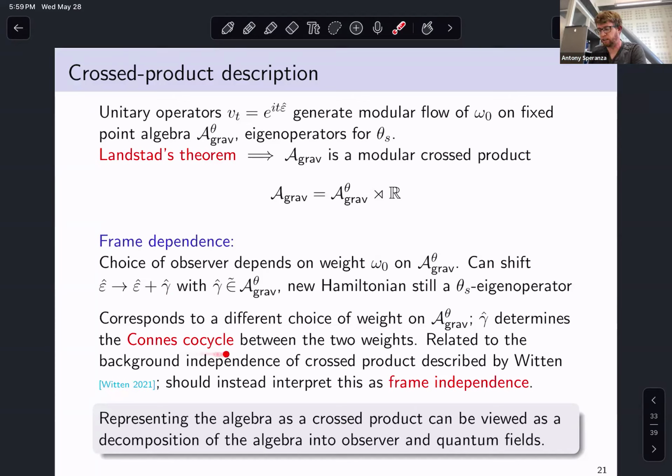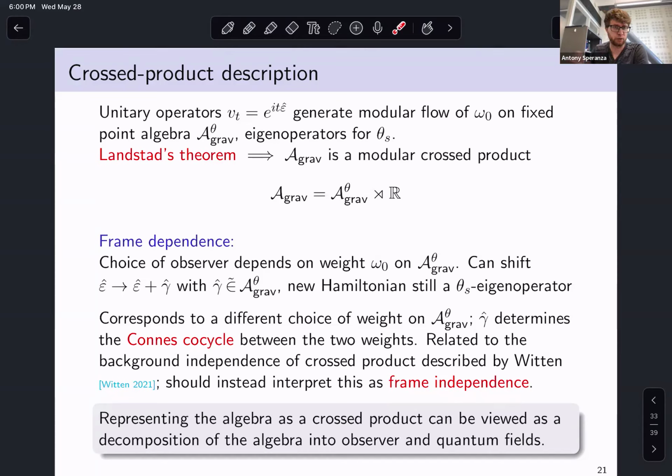And so these gammas are related to these Connes cocycles between the different weights, and this connects to this background independence that initially showed up in this Witten paper, the first paper he wrote on this subject. And so you see that this cocycle equivalence should instead be interpreted as a frame dependence here, as opposed to actual background independence. Okay, but what's the conclusion at the end here?